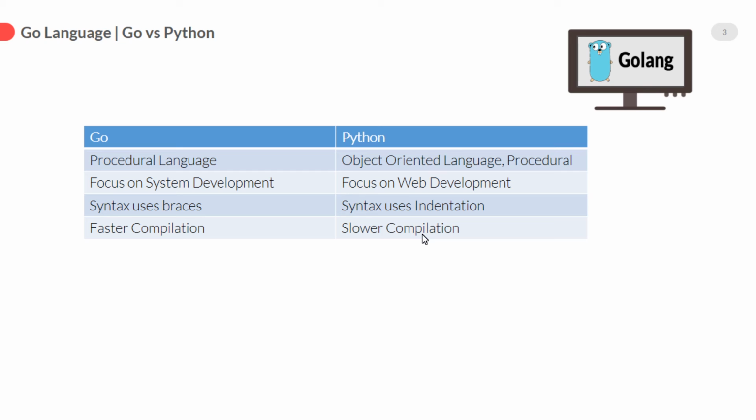Which language is best depends on the condition or on the problem that you are going to solve. If your problem is solved by Go language, then obviously use Go, and if your problem is solved by Python, then obviously use Python. But Go language is becoming very popular.